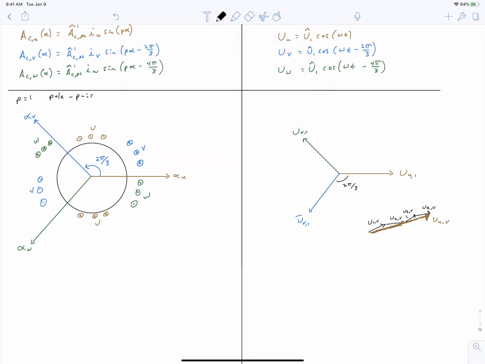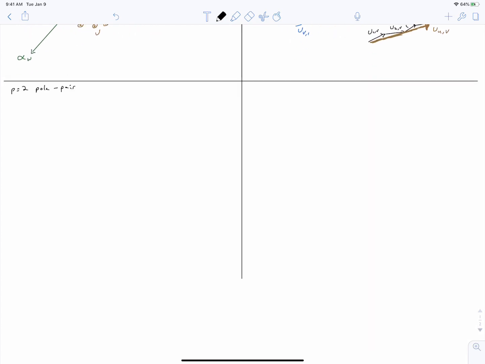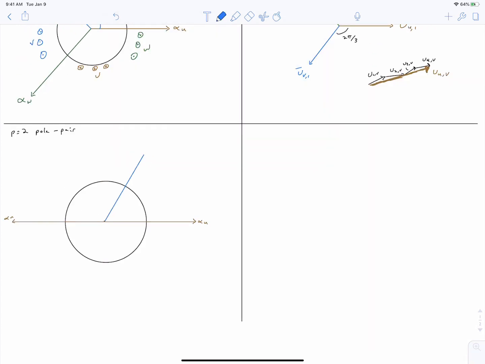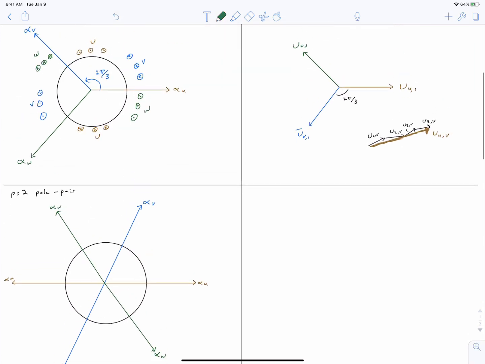Now to illustrate this a little bit further, let's repeat it for a two-pole pair motor. And so in the two-pole pair motor, we have the same pattern as we had up here. It's just that it repeats itself twice as we take one revolution around our stator. And I could draw the conductor cross sections. I'm not going to do that because it would be too cluttered, but I think you get the idea. And the spacing here now is going to be pi by 3.